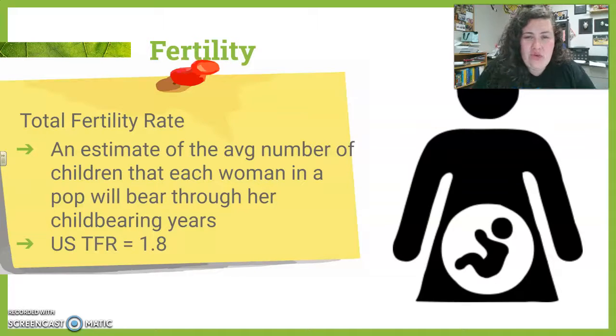In the U.S., our total fertility rate is about 1.8 children, and again, it's a little weird when you're getting into population math because you can't have 0.8 children, but it's an average. What are you going to do? So, on average, a woman in the U.S. can expect to have 1 to 2 children, which seems pretty normal.